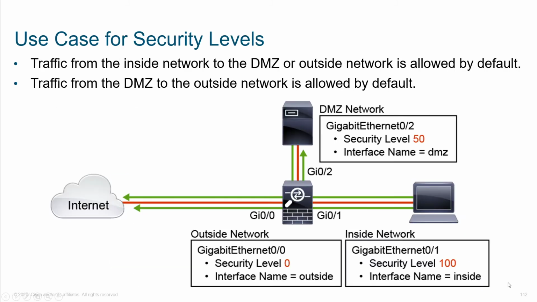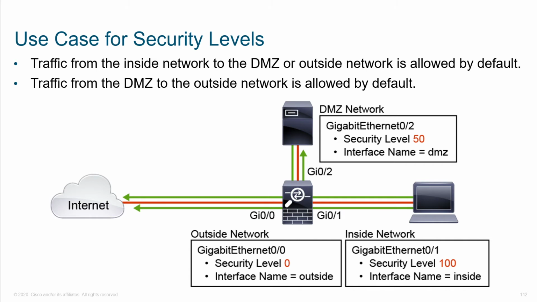So the use case for security levels, again, here's a scenario where we've got inside, outside, and DMZ. You'll notice the outside has a security level of 0. The DMZ has a security level of 50. The inside has a security level of 100. I've probably seen firewalls configured like this maybe a couple hundred times. You could create 0, 1, 100, and it would have the exact same effect.